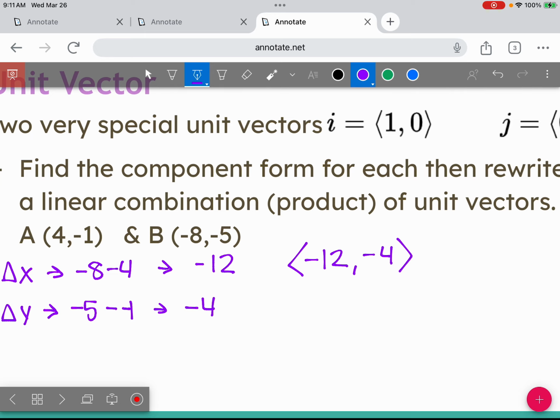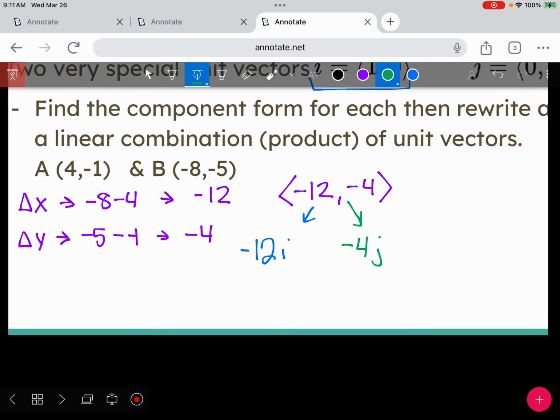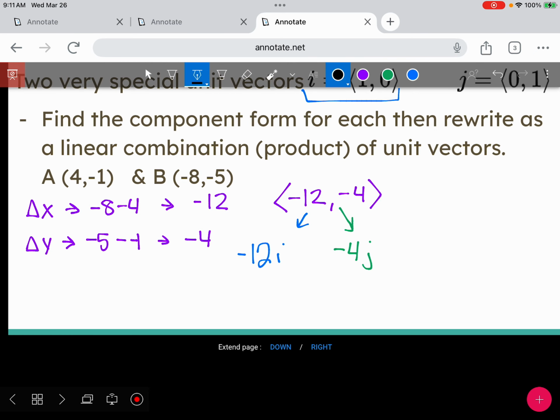To write it as the product of our unit vectors, i deals with just x's because there's 0 y's there. If I took 12 letter i's, or negative 12 letter i's, we walk the wrong way. And for our minus 4, we need negative 4 sets of j. So to write this as our product of the unit vectors, we'd have our minus 12i minus 4j.